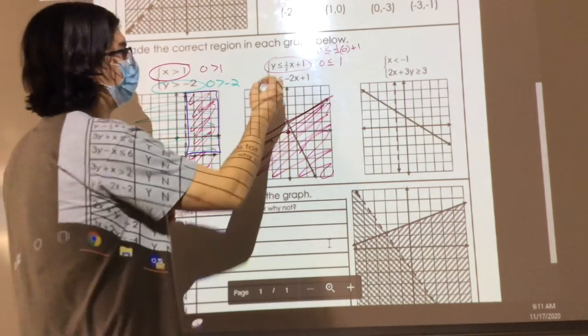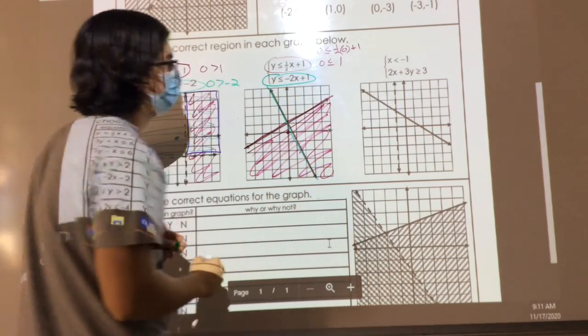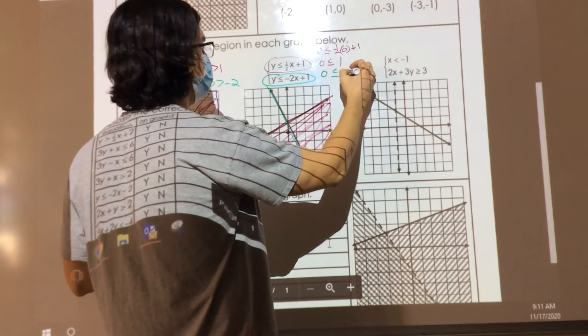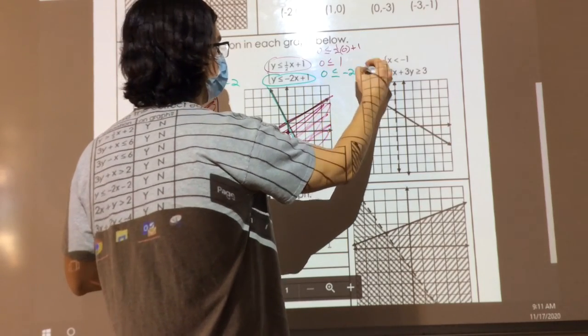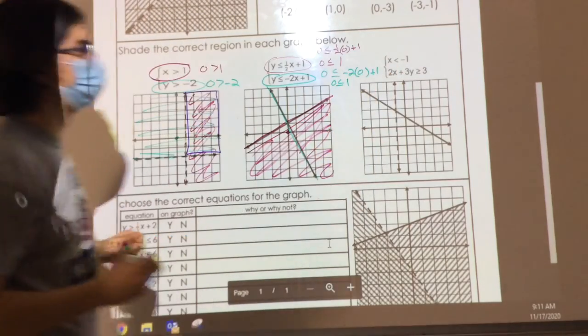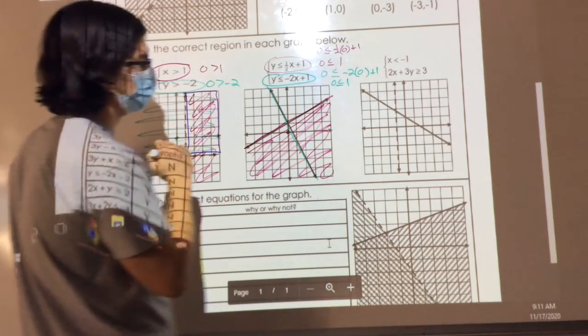Take my green one. I'm going too fast. Slow me down. Plug in a 0 again. 0 is less than or equal to a negative 2 times 0 plus 1. 0 is less than or equal to 1. Is that true? Yes. So am I going to shade above or below the line? Below.